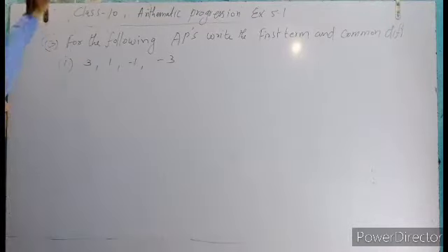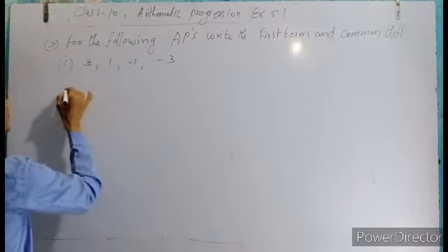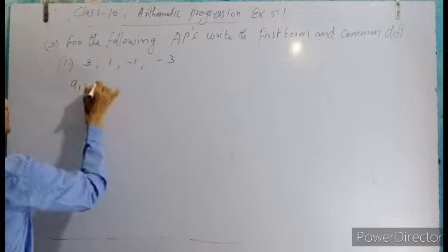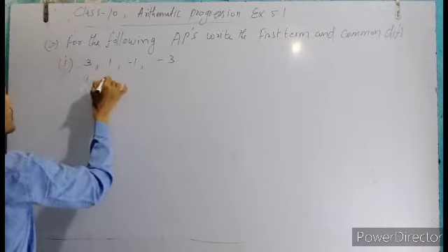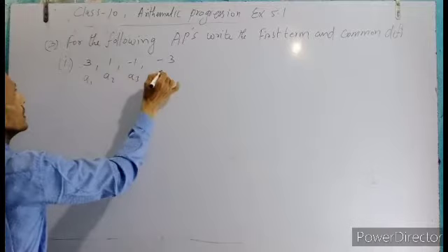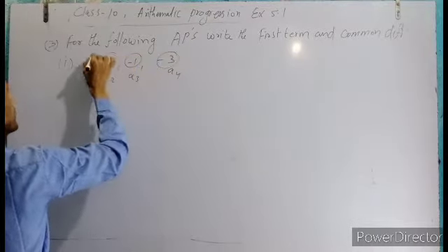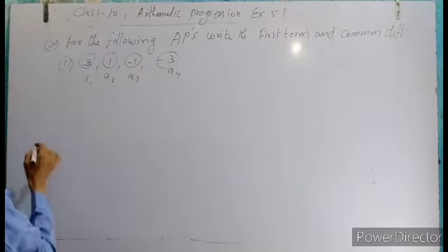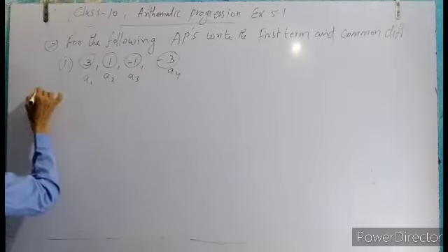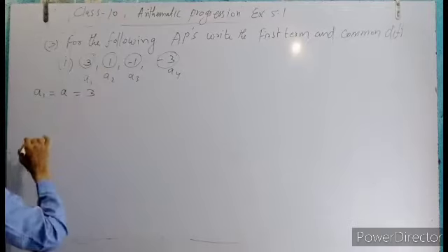First, you can say that is the first term. First term means a1 equal to a. Another way you can say that is a1, a2, a3 and a4. So first term will be a1 equal to a, that is equal to 3.